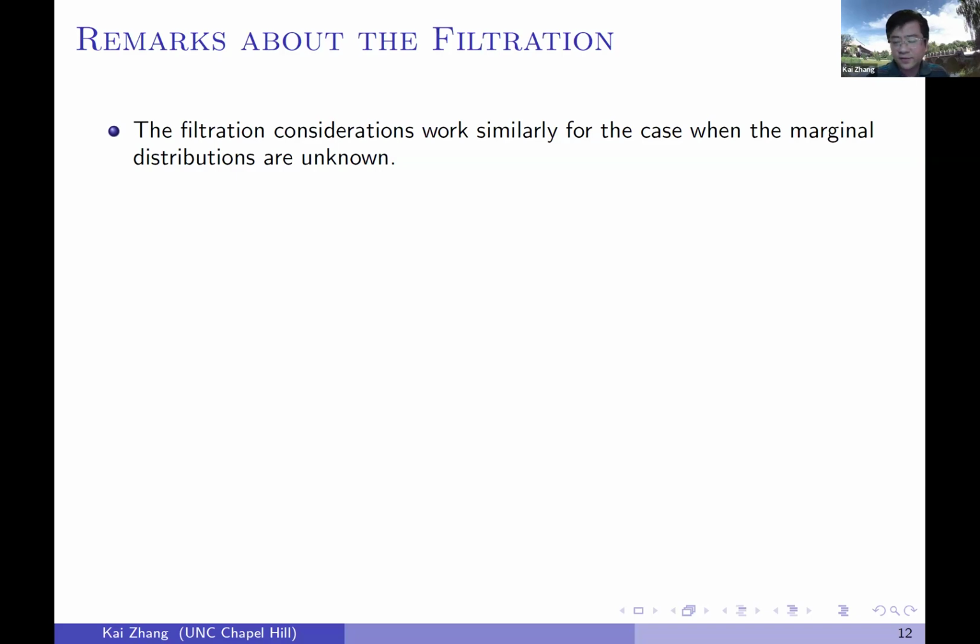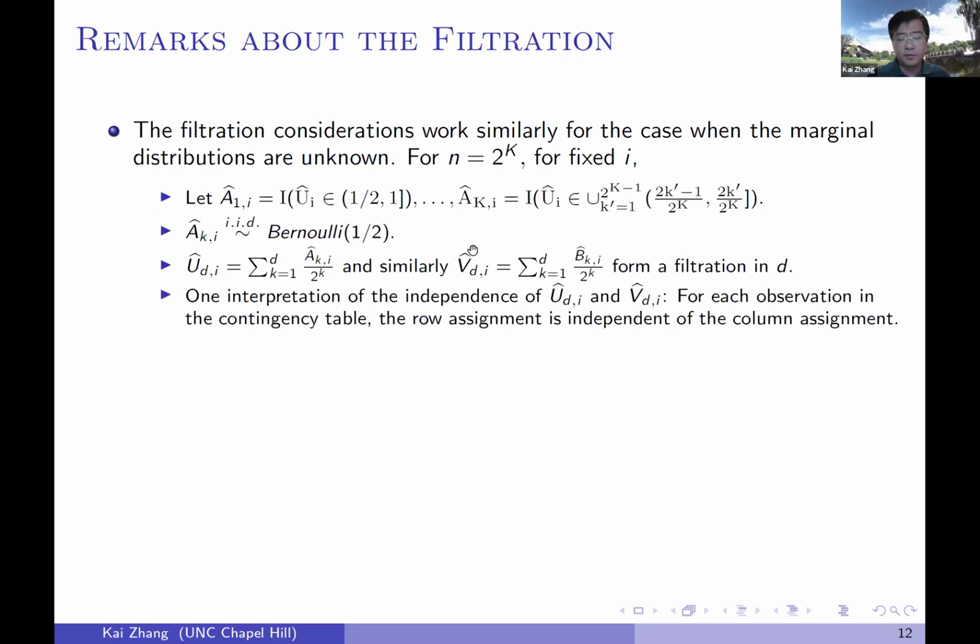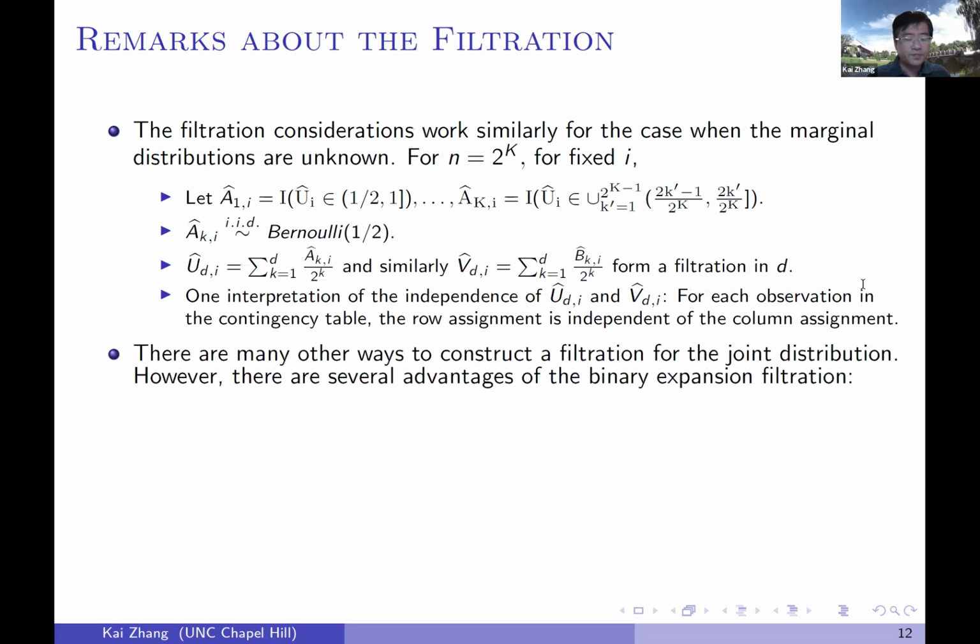First, I constructed the filtration as if I know the marginal distributions. But even if we don't know the marginal distributions, we can work with the ranks and the empirical CDF and construct the filtration, and the theory and the methods are shown to be similar. The second remark I want to make is that the binary expansion filtration is certainly not the only way to approximate a copula through a filtration approach. However, there are several advantages of this approach through binary expansion.